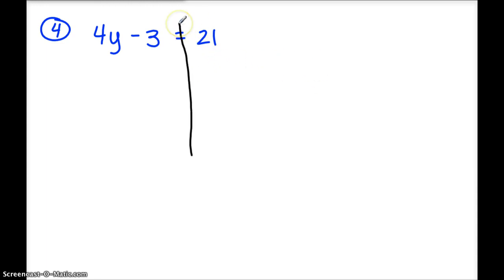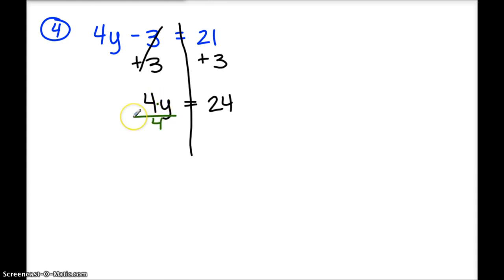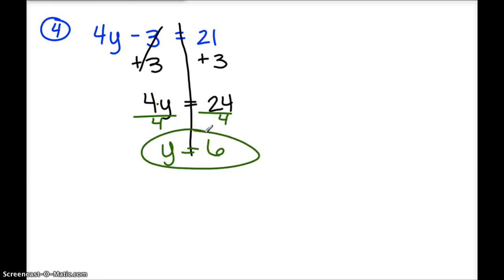Okay, so let's see how you did. First thing we need to get rid of is the minus 3. So to do that, I'm going to add 3 to each side. I'm left with 4y equals, and then 21 plus 3 is 24. Then to get rid of this 4 times y, I'm going to divide by 4 on each side. And we're left with y equals 6. And that is solving two-step equations.